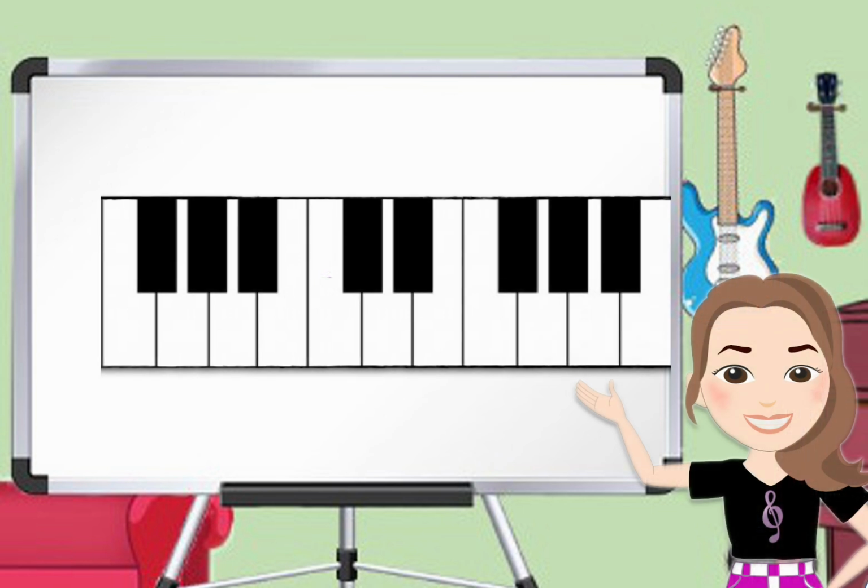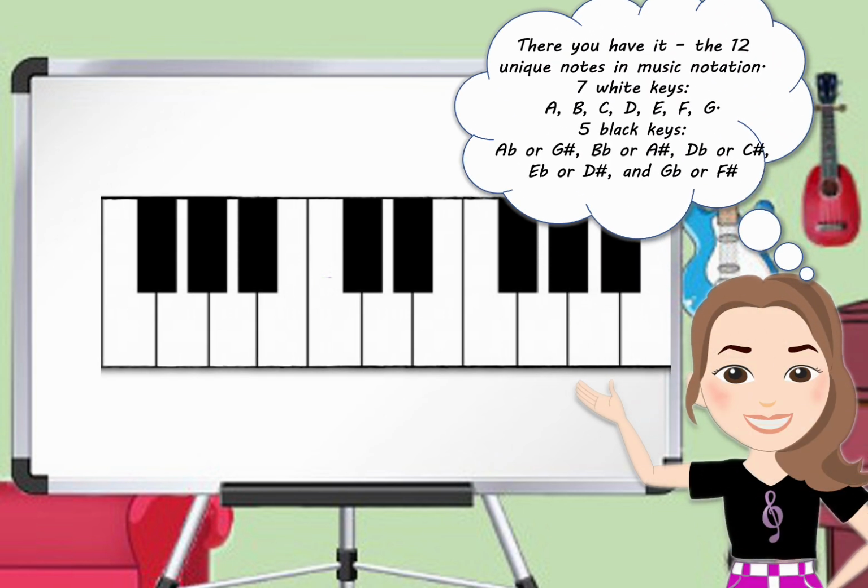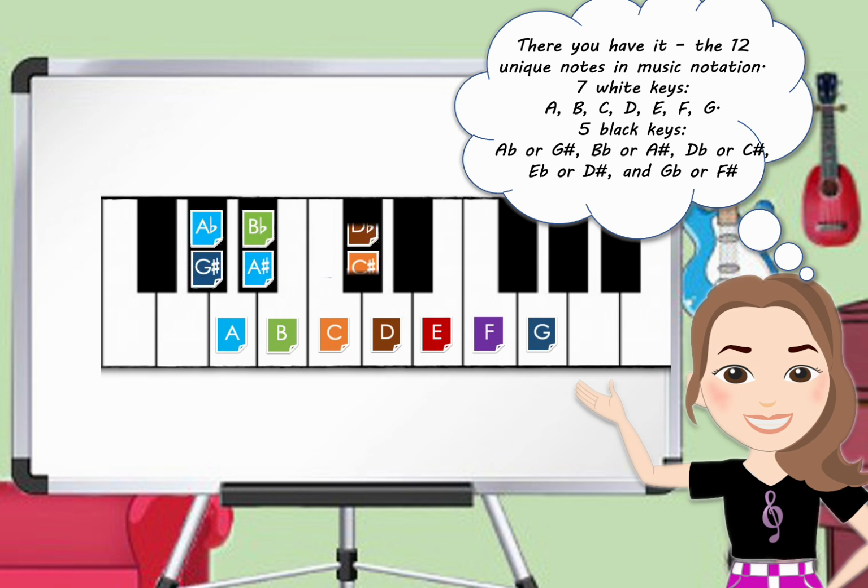There you have it, the 12 unique notes in music notation. 7 white keys: A, B, C, D, E, F, G. 5 black keys: A flat or G sharp, B flat or A sharp, D flat or C sharp, E flat or D sharp, and G flat or F sharp.